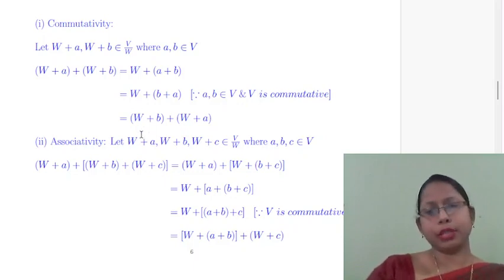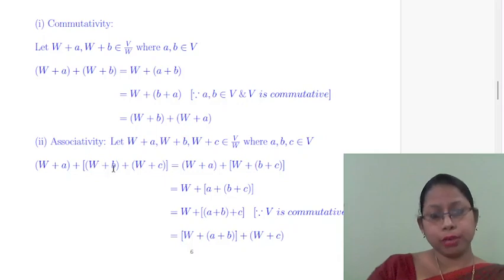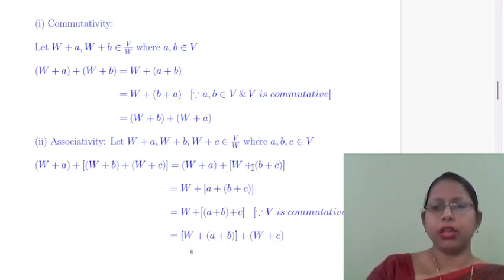Next is associativity. Consider any three elements W + A, W + B, W + C in V/W, where A, B, C are in V. Then check the value of (W + A) + ((W + B) + (W + C)), which can be written as (W + A) + (W + (B + C)) by using the property of vector addition in V/W.